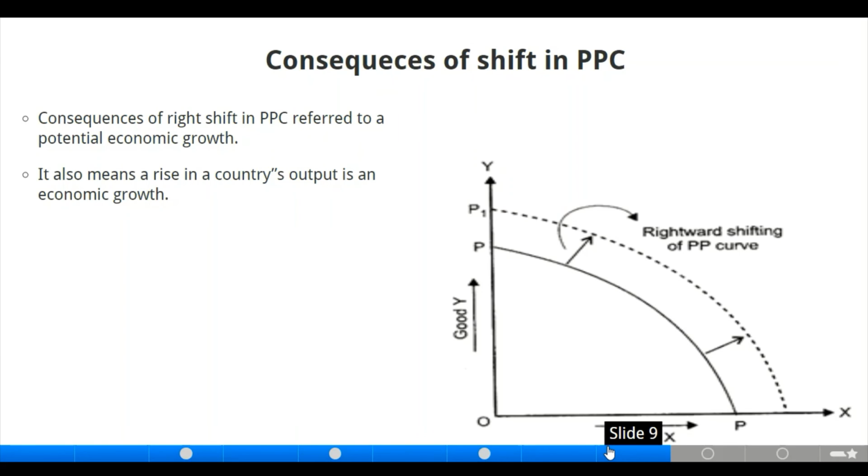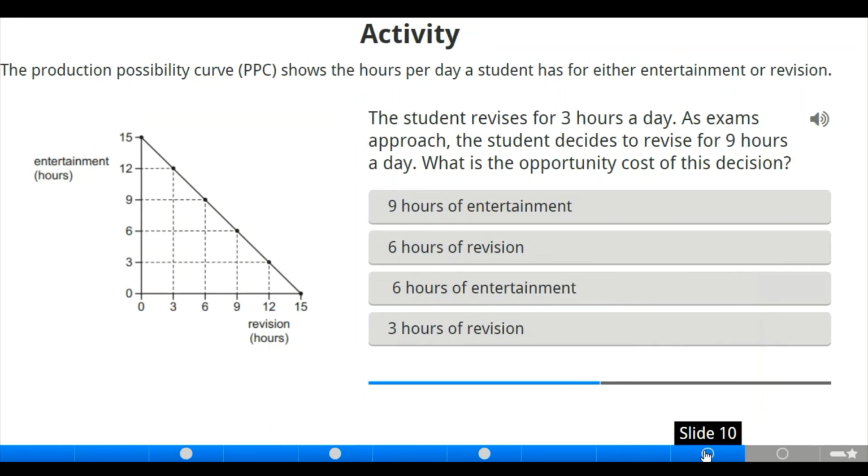Moving to the next slide, where we have the consequences of a shift in the PPC. The consequence of a right shift in the PPC is potential economic growth. That is, if we have a right shift in the production possibility curve, it means we have economic growth. It also means a rise in a country's output. Moving to the next slide, where we have one of the past questions.